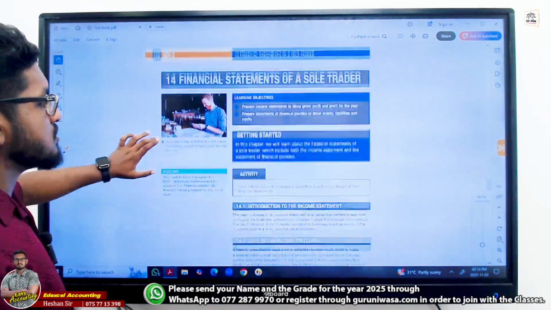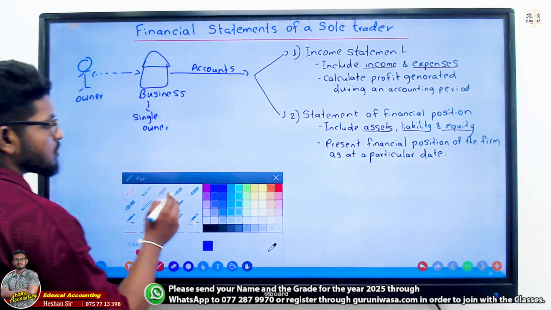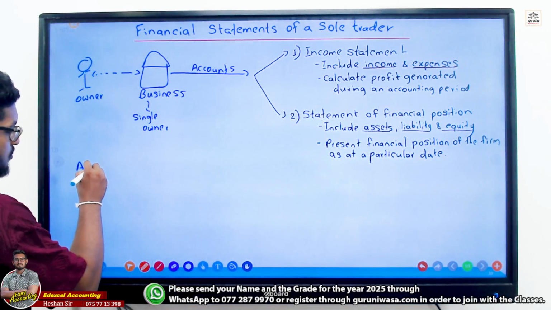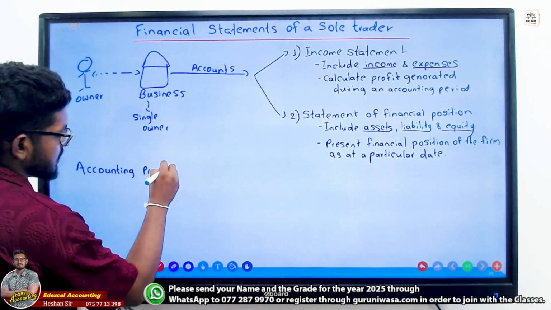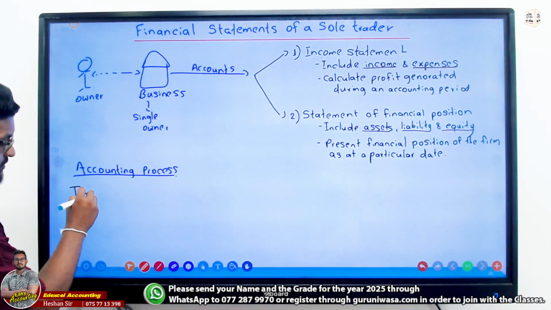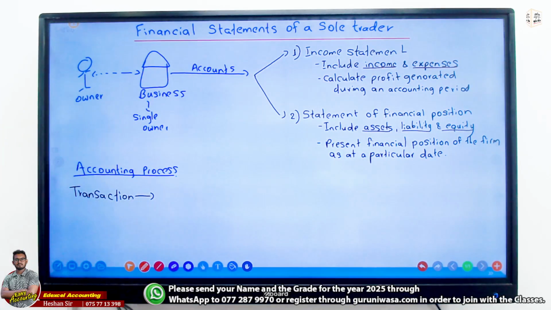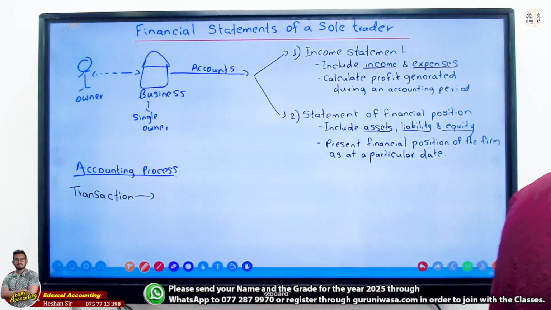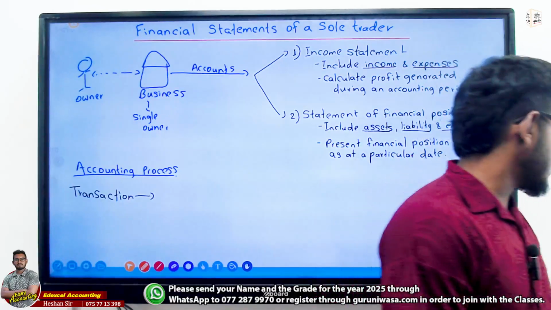Okay. Now you need to know about this one. What is the accounting process? Tell me the accounting process. Accounting process up to here. What have we done? Once a transaction happens, what have we done after that?